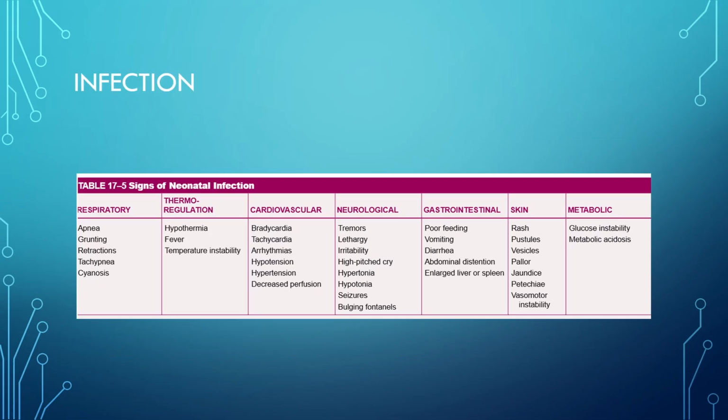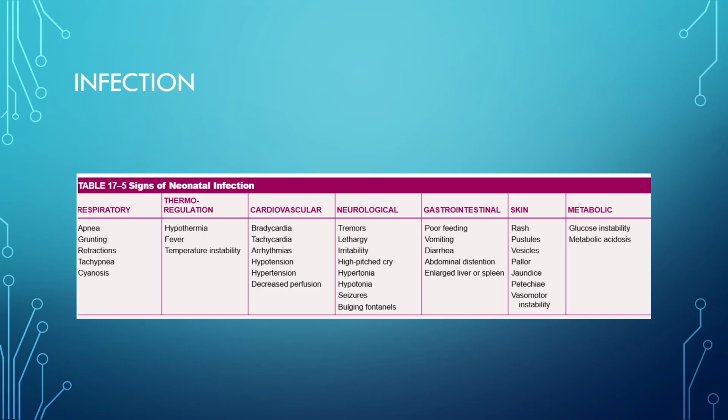So now that we've looked at risk factors, if we are assessing a baby, we want to review their history for anything that increases their risk of developing an infection. And then we also want to start monitoring them for signs of infection. Infections can cause issues with a whole bunch of different systems in the newborn. For example, some signs of infection related to the respiratory system: you might see apnea spells, grunting, retractions, tachypnea, cyanosis. Those are all signs of a potential infection.